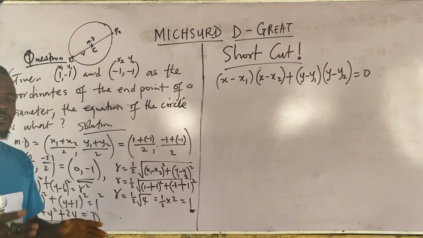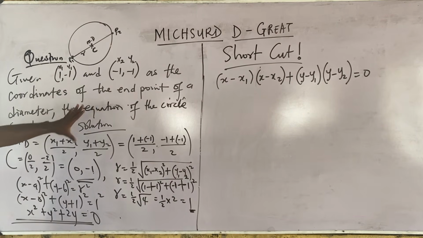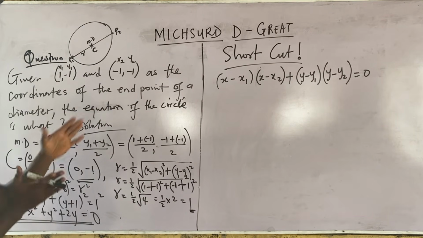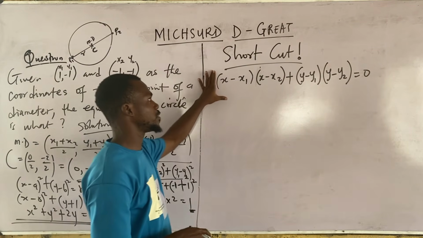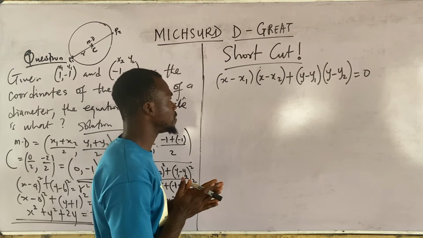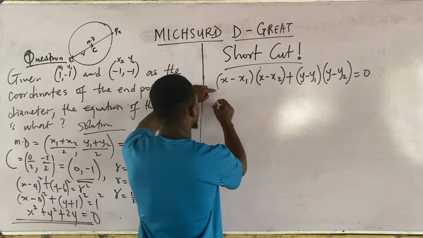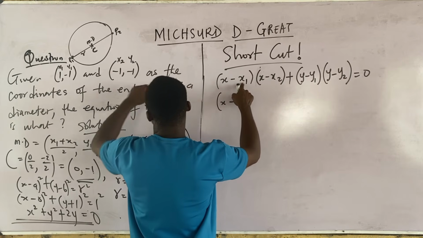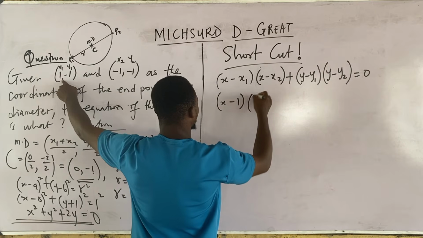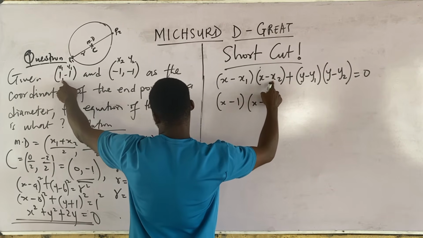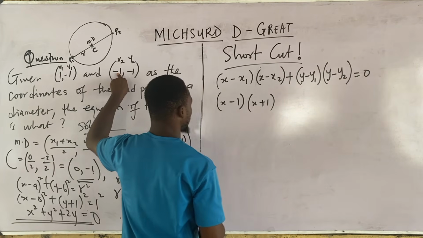But I want to show you the shortcut in solving this, because all this we are going to solve again. Let's see if this will be simpler for us to use. So we have the equation using this shortcut as this. We have the points as this and this. So let's just substitute. Here is x minus x1. Our x1 is 1. Then we have x minus x2. Our x2 is minus 1, which will make here become plus 1.